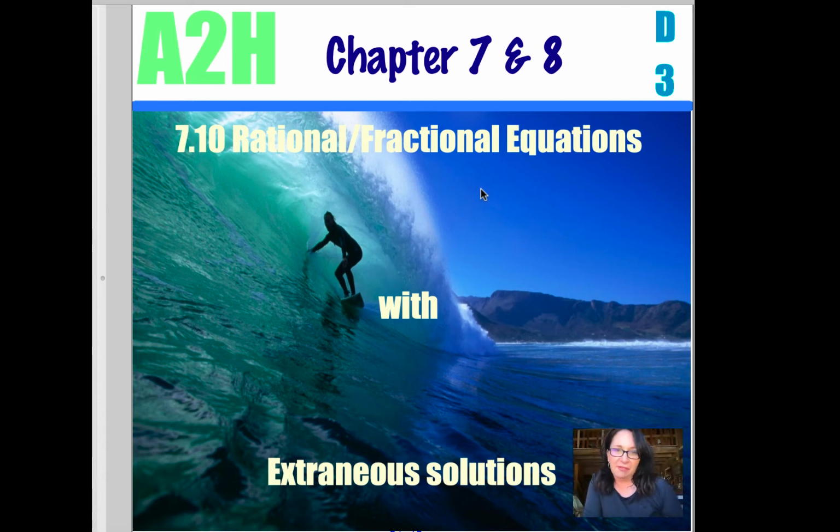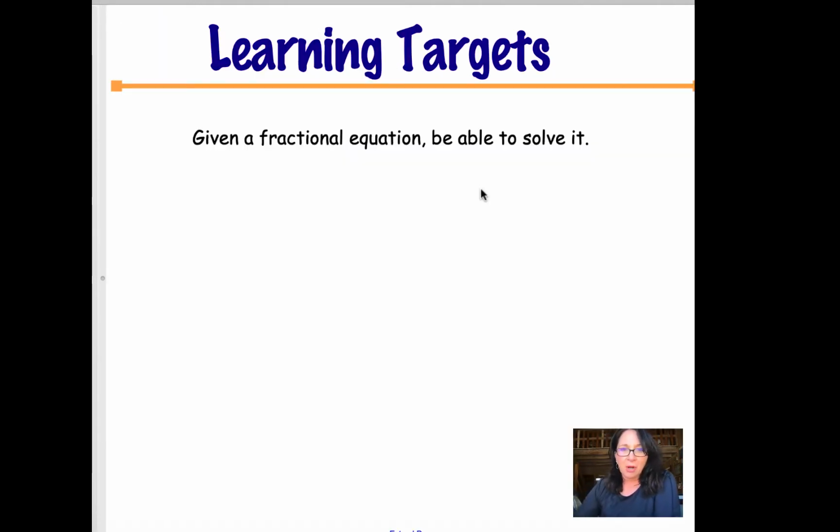This is chapter 7-8. Today we are covering 7.10 rational functions and fractional equations. So some of these may have extraneous solutions. So this is day 3. Let's get started. Our learning targets today are pretty simple. Given a fractional equation, be able to solve it.